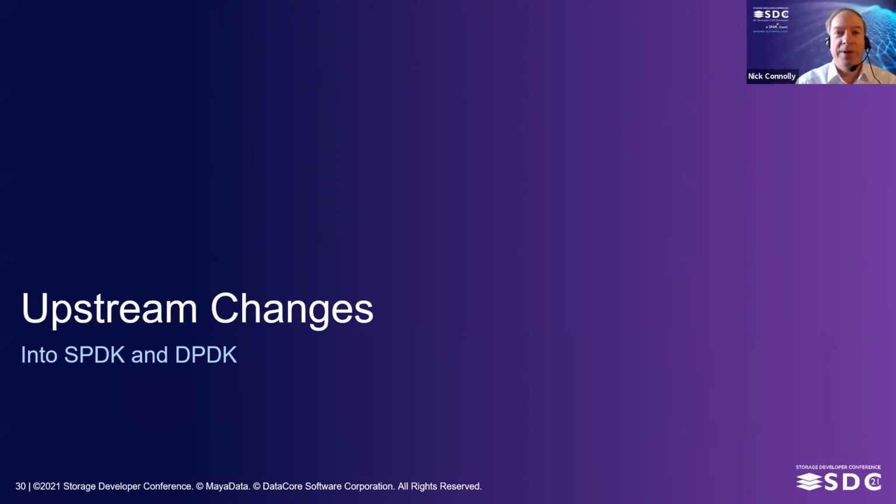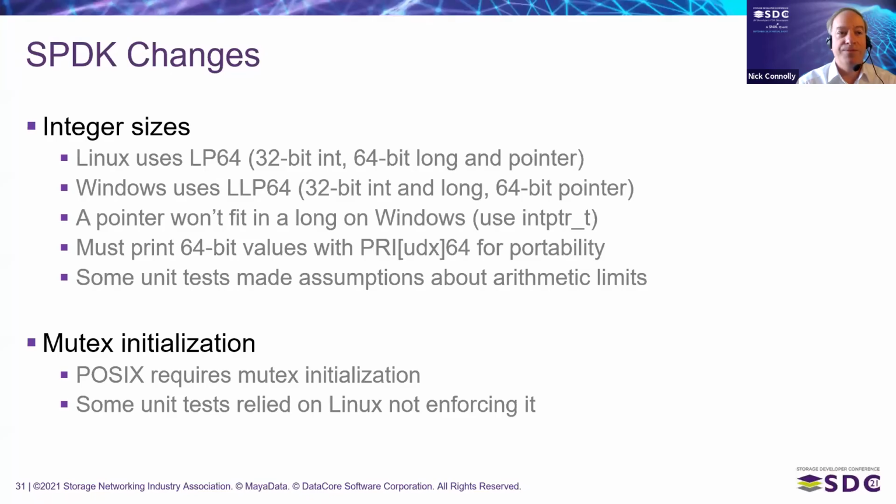Let's take a look at what's been upstreamed into SPDK and DPDK. There weren't too many changes required to SPDK. The code is well written, well tested, and portable. The biggest issue was a difference in the size of basic integer types. Linux uses an LP64 model, where int is 32 bits, long and pointers are 64 bits. Windows uses LLP64, where int and long are both 32 bits and pointers are 64 bits.